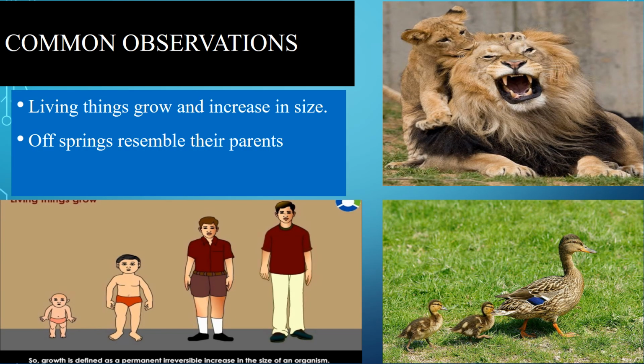Common observations, two common observations are here. One is that the living things grow and increase in size. Second is that the offspring resemble their parents. Now look, the living things are growing in size and they are resembling their parents. That is the common observation which we observe in our life.